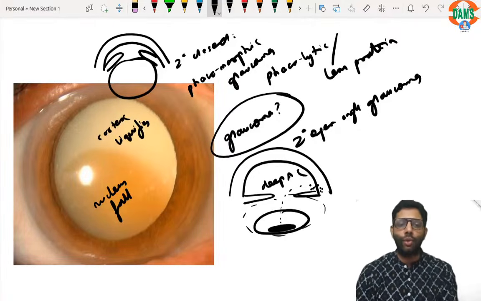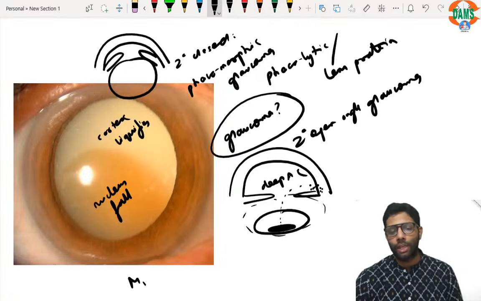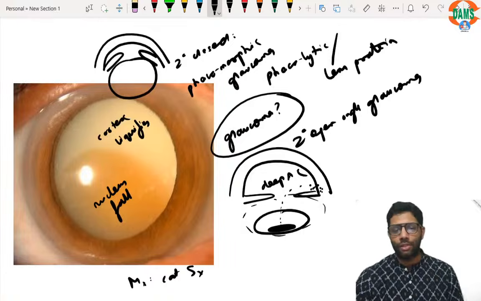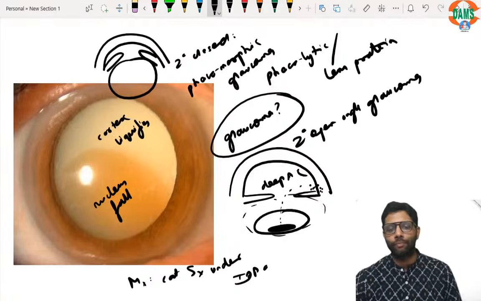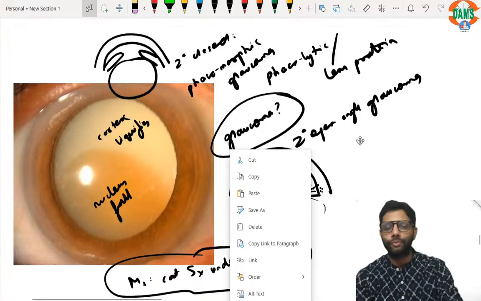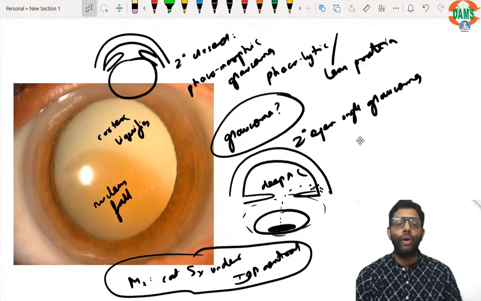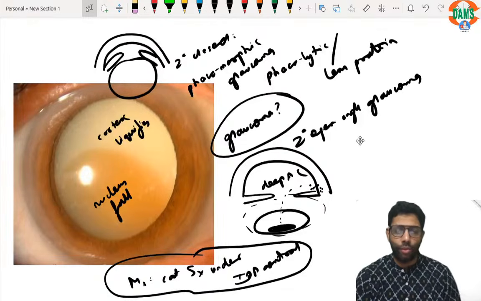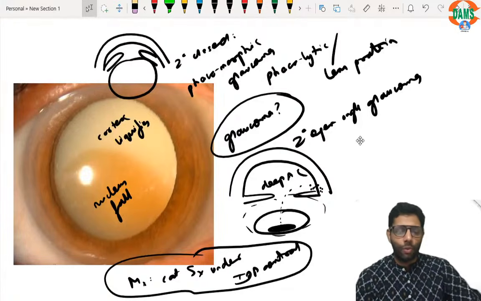Management is cataract surgery. You do cataract surgery but with IOP control. Management is cataract surgery under IOP control. And if you don't control IOP, what can happen? What is the most dangerous complication of cataract surgery? If you don't control the IOP, what can happen? Expulsive suprachoroid hemorrhage can happen. If you don't control the IOP, sudden fluctuation of IOP will lead to suprachoroidal hemorrhage, which can expel everything outside the eye. That is expulsive suprachoroid hemorrhage.